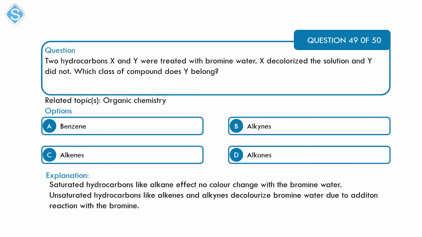All right. While unsaturated hydrocarbons like the alkenes and the alkynes would decolorize bromine water due to an addition reaction. So that makes option D the correct option. Alkanes do not decolorize bromine water. So since they did not decolorize the solution, it must have been an alkane.